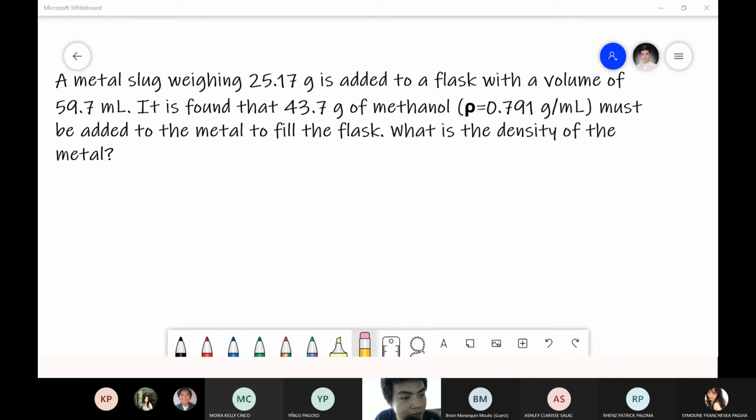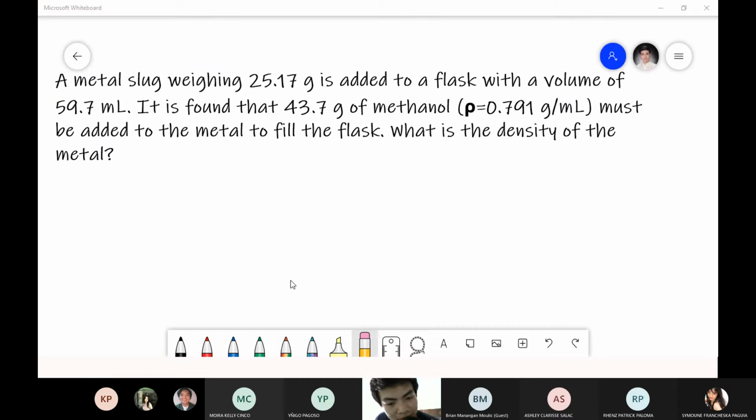So you have the question there with you. A metal slug weighing 25.17 grams is added to a flask with a volume of 59.7 ml. It is found that 43.7 grams of methanol must be added to the metal to fill the flask. What is the density of the metal?